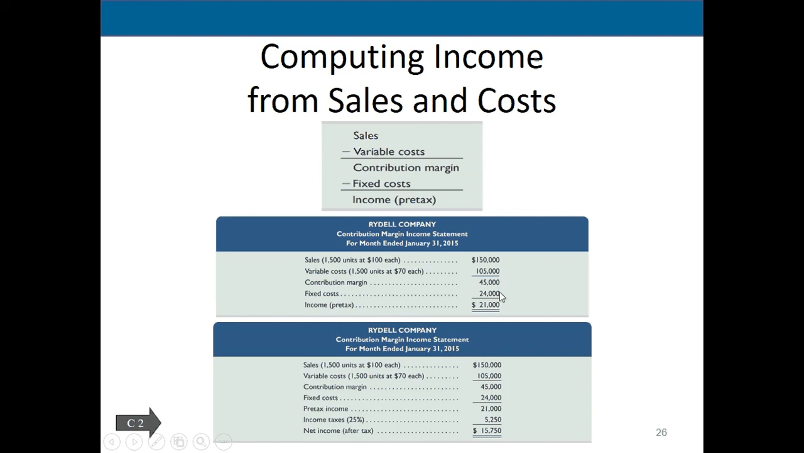My fixed cost never changes. It's $24,000. I'm going to have a net income of $21,000. It's that simple. It really doesn't change at all. This just shows you what it looks like once you consider a 25% tax. So it's the same $21,000. We just take a 25% tax rate off of there to get net income after tax.